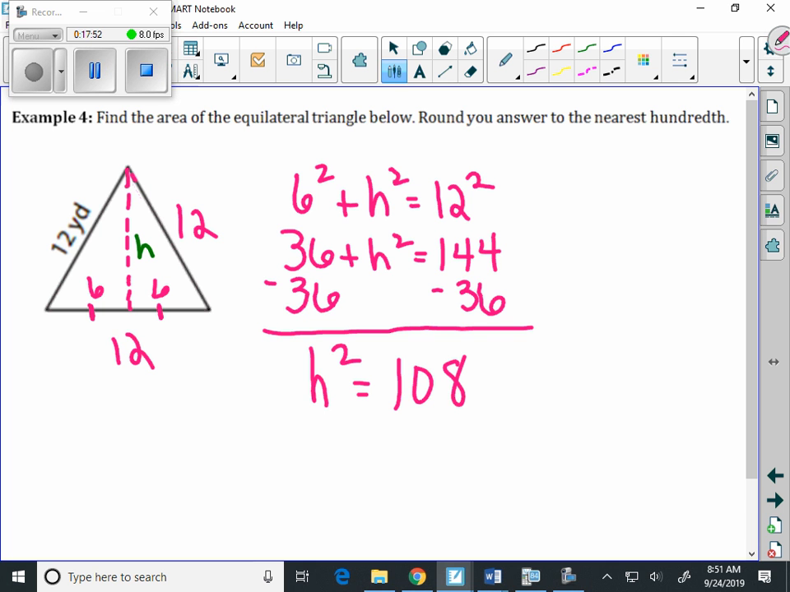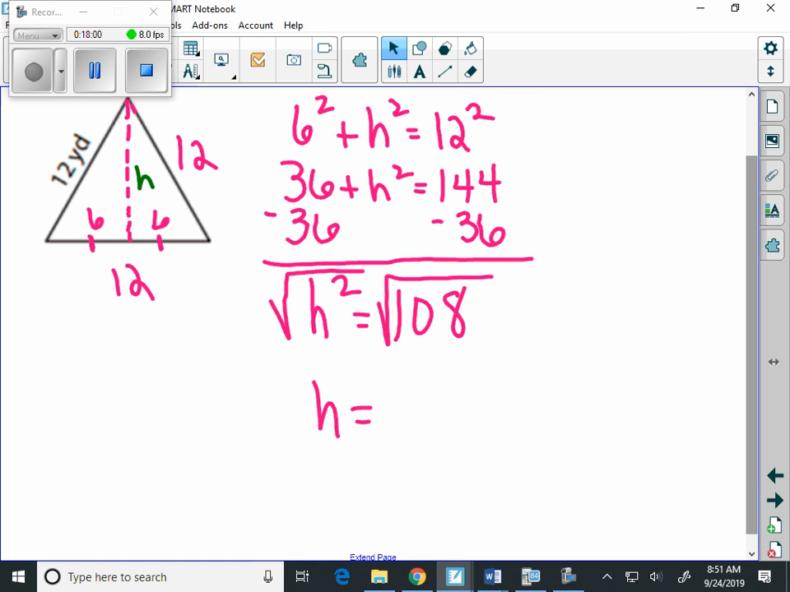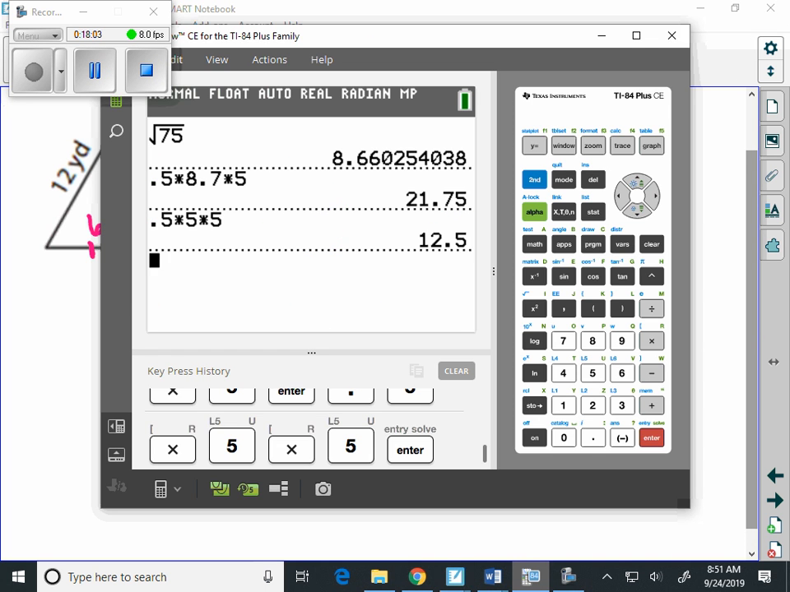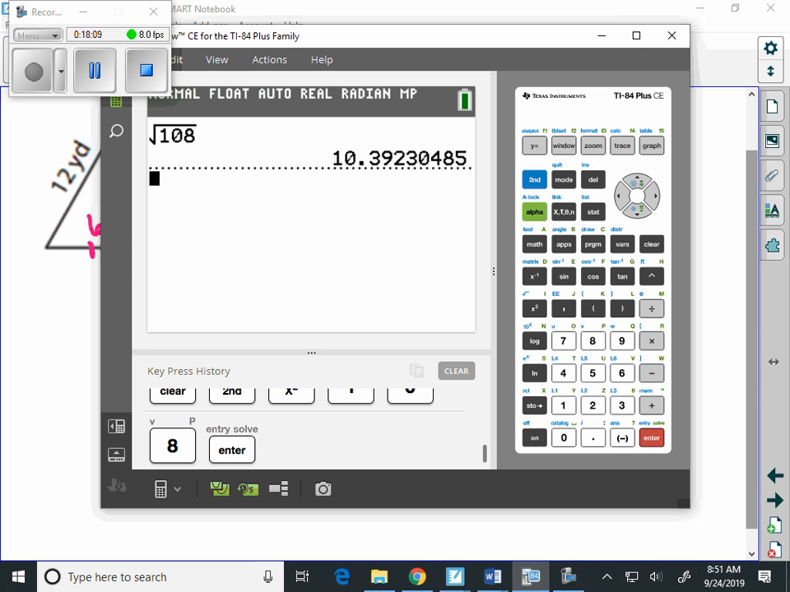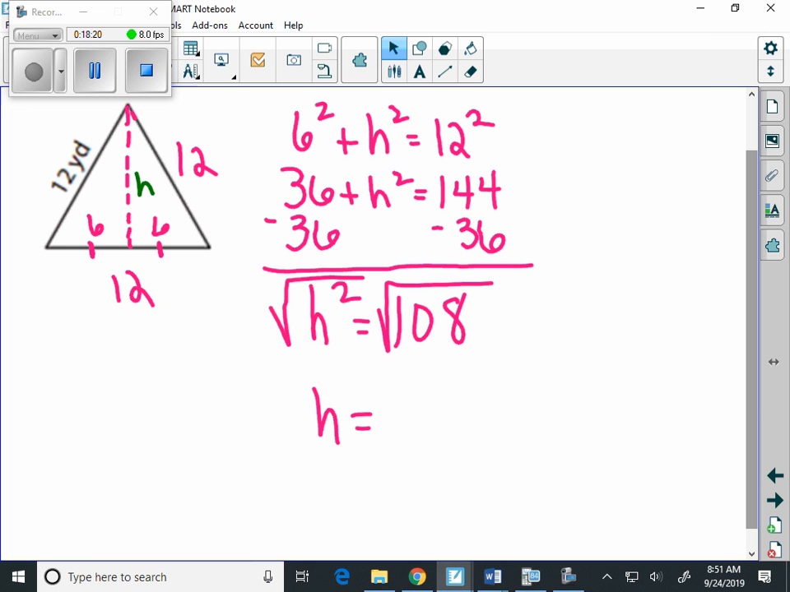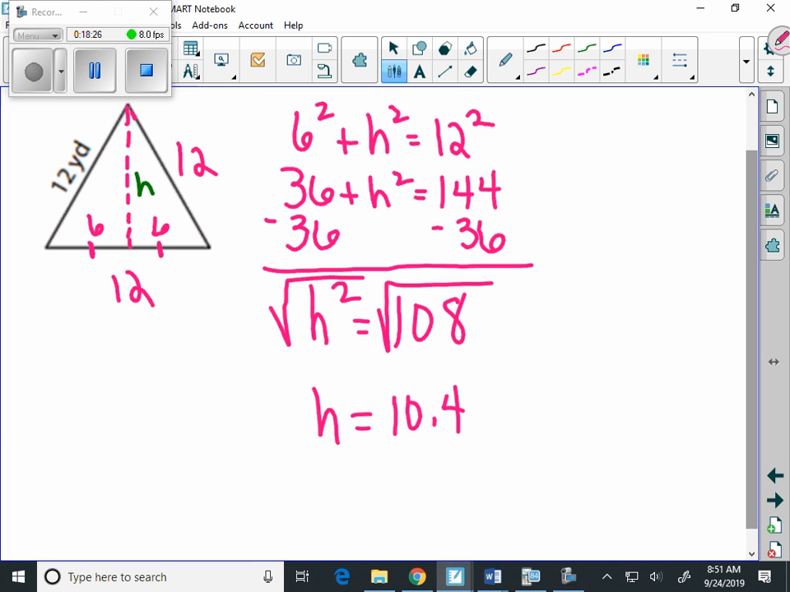And then lastly, we need to take the square root of both sides to find our height before we can figure out the area of our triangle. So the square root of 108 is 10.39. When we're rounding here, we have to look at the 9 to determine what to do to the 3. Because 9 is 5 or higher, this is going to be 10.4. There's our height. And once we've got the height, we can put that value back into our formula to finish here.